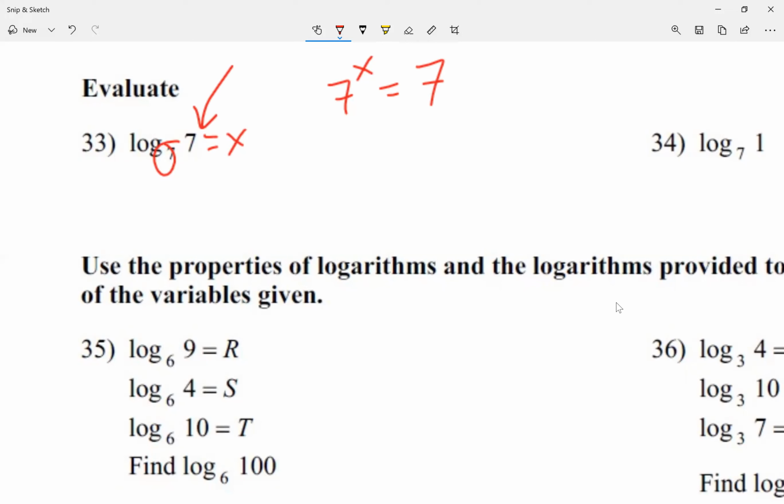Now the 7 on the right side, that's technically 7 to the 1, right? 7 to the 1 is 7, so I can write it as an exponent. Now the base is the same, so in this case, x is equal to 1. The rule says that when the base and the number there are the exact same thing, this is going to equal 1.